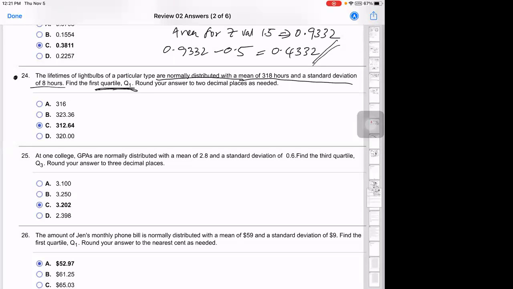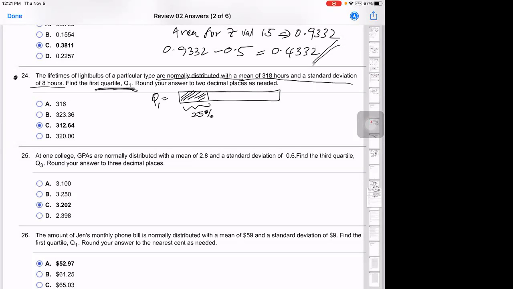What is the first quartile? Q1 is the first 25% from your data set. If you have your data set like this, Q1 means the first 25% from your data. Clear? This is Q1. That's the only thing you have to know about the Q1 quartile.